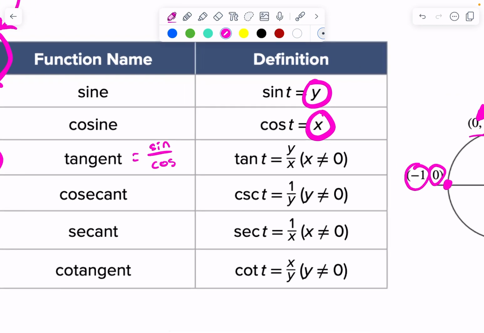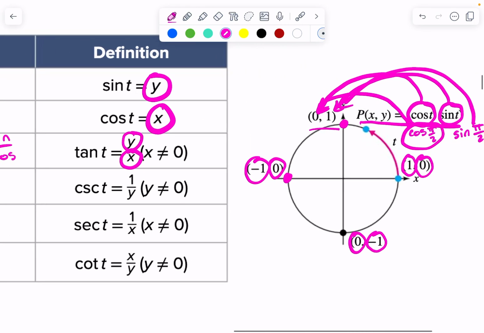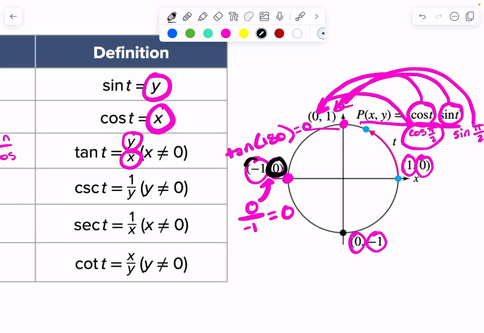But that's tangent. Tangent is sine divided by cosine. So that's why they write it. Sine is the y-coordinate. Cosine is the x-coordinate. So when I put over here and I want to find the tangent of 180, I can do the y-coordinate, which is 0, divided by -1, right? 0 divided by -1 is 0. So I know the tangent of 180 is 0, because I just take the y-coordinate and divide by the x-coordinate. Okay, I can do that for all of these, right?